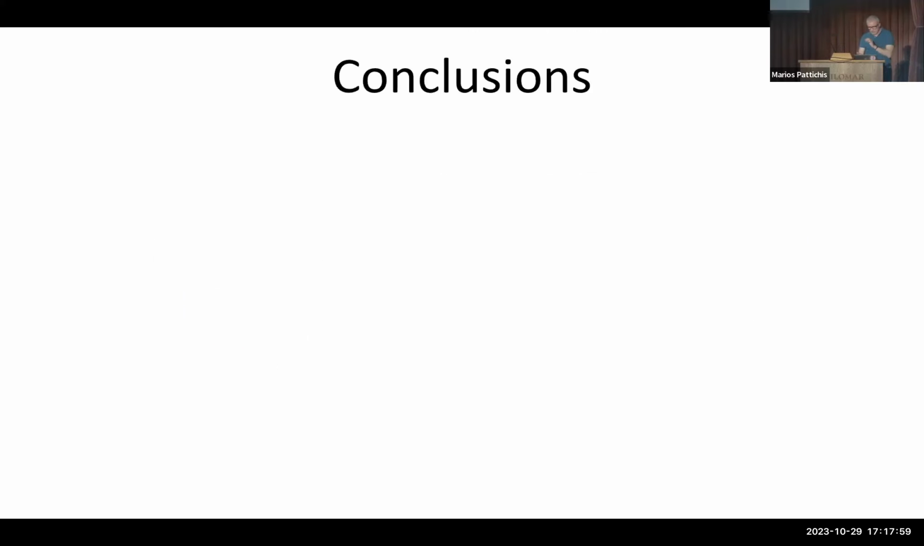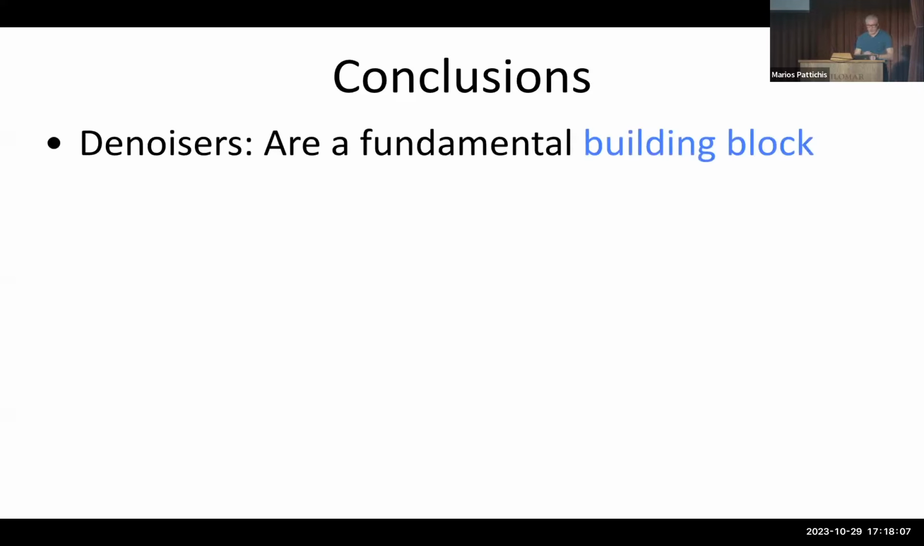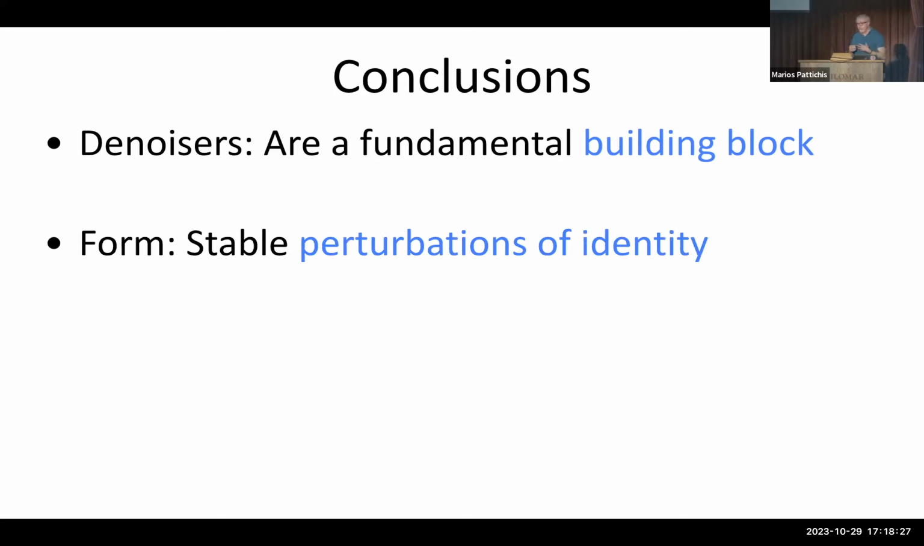Okay, so I will wrap it up by giving you some conclusions. Denoisers, I hope I've managed to convince you, after many, many years of being these workhorses in the background, are now recognized across many different fields of work as fundamental building blocks for imaging, for machine learning, for computer vision. Their form is that they're basically stable perturbations of identity. That's one really useful takeaway in terms of what we're doing.